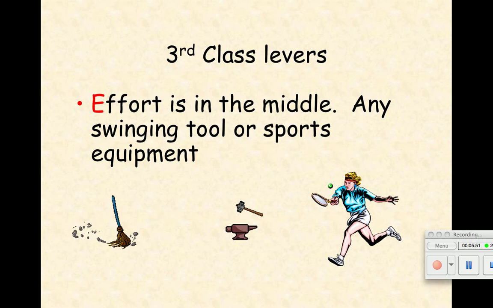Okay, so we have fulcrum, effort in the middle, and then resistance. A classic example is a baseball bat. Right, you have your hands on the baseball bat, you're pivoting at the end of the bat that you're holding, and it hits the ball, so your effort's in the middle. Swinging this hammer, same thing, right? Here's the pivot, the fulcrum, here's the effort, here's the resistance. So tennis racket, same sort of idea as the baseball bat.